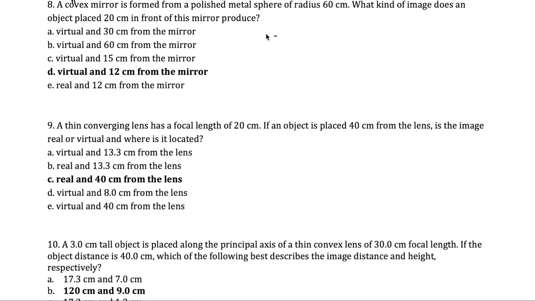Alright, so what we have here is the radius, R, so we know that the focal length is R over 2, which is going to be 30. However, be very careful with your positives and negatives. It's a convex mirror. We said convex mirrors have negative focal lengths. And we have the object distance, P, which is 20 centimeters.